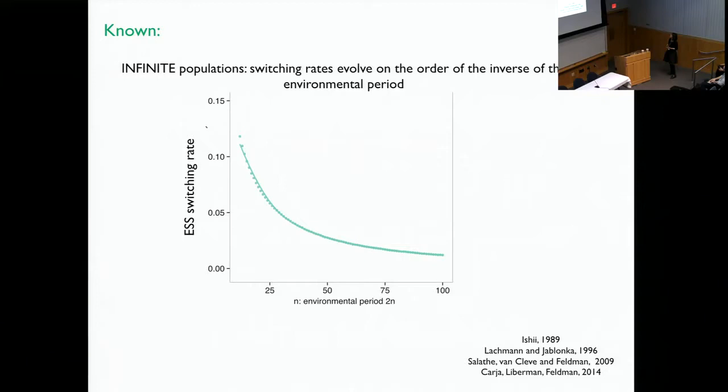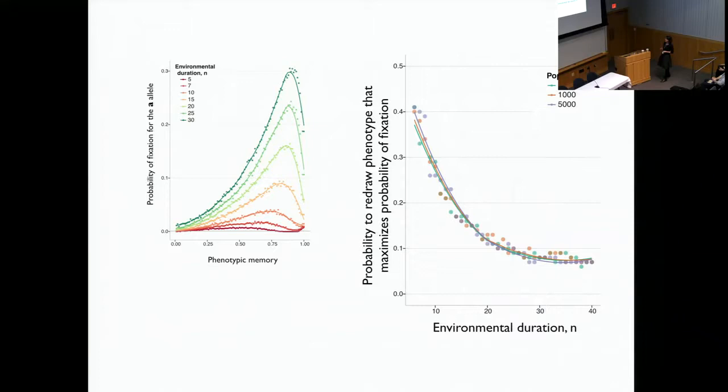bet hedging. And what they see is that as a function of the environmental period, the evolutionary stable switching rate generally evolves to be around 1 over n. So basically, what this means is that you want to mimic the rate at which your environment changes. You want to switch phenotypes at the same rate at which the environment changes. And this is exactly what we see here, too, in this completely different framework.